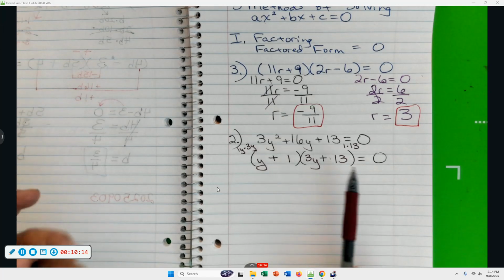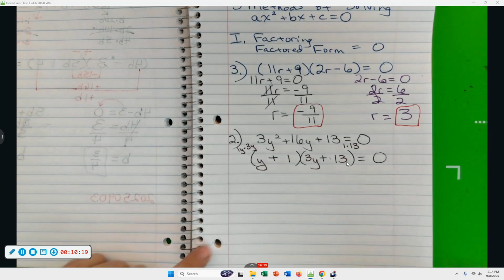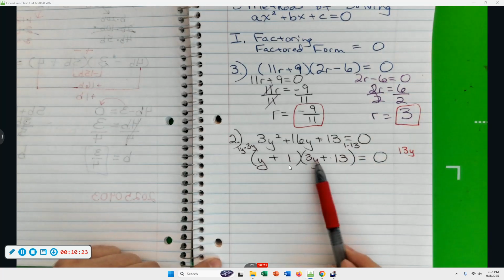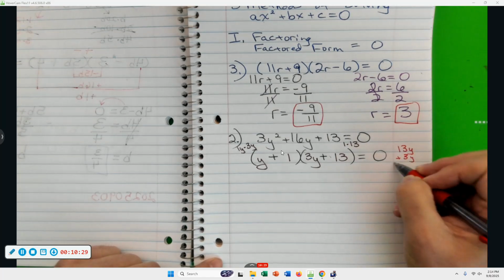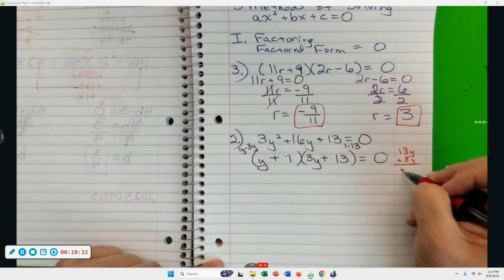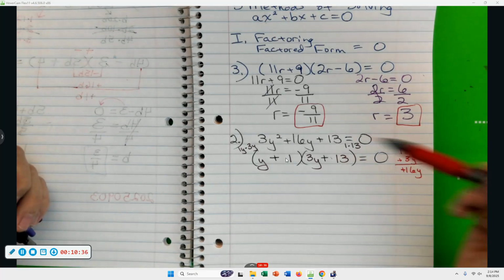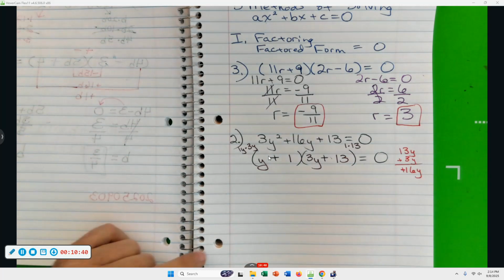Let's check the outer product. What's the outer product? Y times 13, that's 13y. What's the inner product? You tell me. 3y, that's a positive 13y and a positive 3y. That gives me a positive 16y. Is that what I needed? Yes. And now that it's factored, then we set each factor equal to 0.